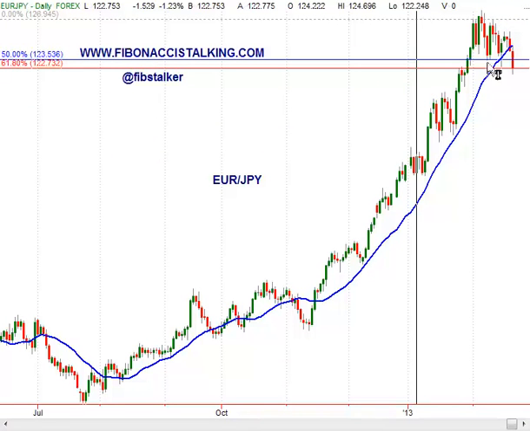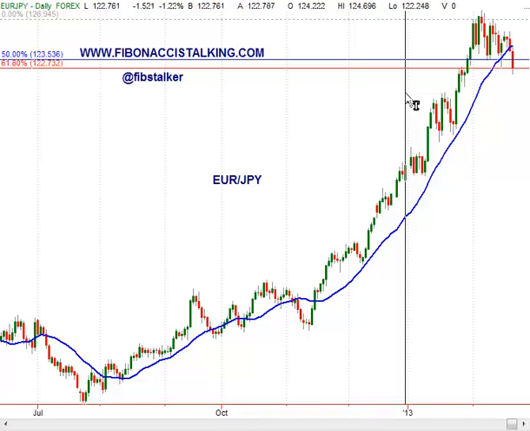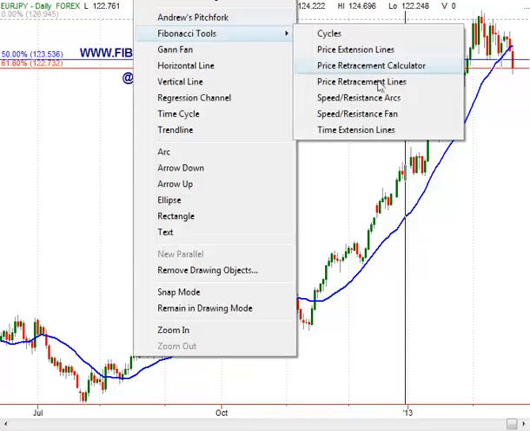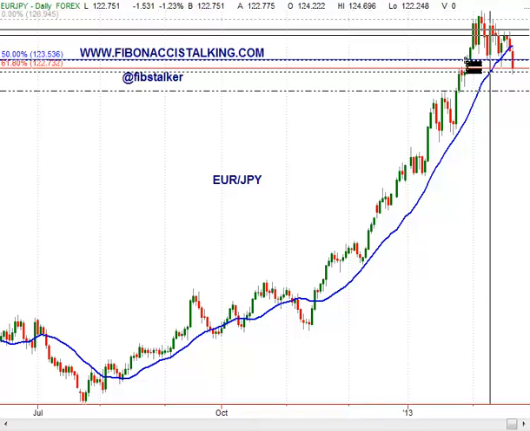But most importantly, what happened is that this 122.70 level was pierced on the downside, and that's a very important development because it means that this pair is now being traded on the short side on the daily chart here.